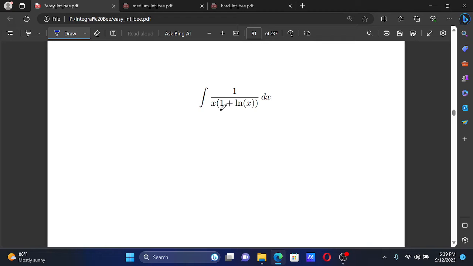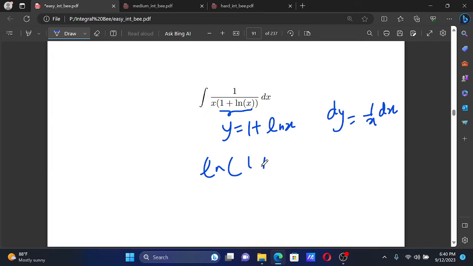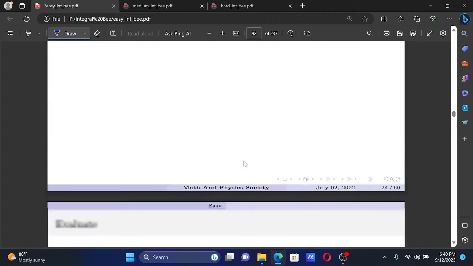For this one, if you just let this be y, 1 by x dx is dy. So if y equals 1 plus ln x, our dy equals 1 by x dx. So the answer will be ln of 1 plus ln x plus c. It was simple.